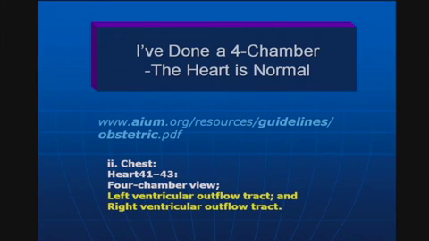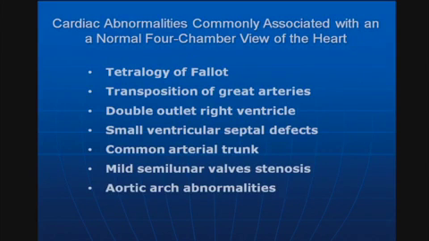The other thing that we have to do now, as a recommendation, is a guideline to look at the left ventricular and right ventricular outflow tracts, and that just came out in the guidelines from the AIUM. Many of these abnormalities may have a normal four-chamber, or they may not. Some of these, like tetralogy of Fallot and double outlet right ventricle, certainly will have a VSD. Transposition, sometimes some of these can be picked up, such as a common arterial trunk. They almost always have a VSD.